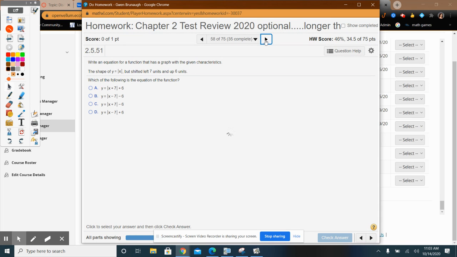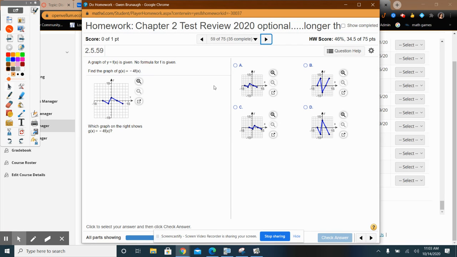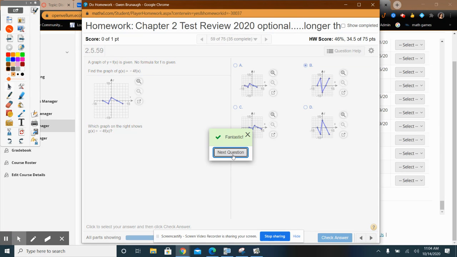Okay, that one is very similar. Here's the graph, and they're taking negative 4 times the y. So if you take this point here, and if I take negative 4 times that point, it will flip it down here. So the answer has to be B, because that's where that point has that negative y-intercept.